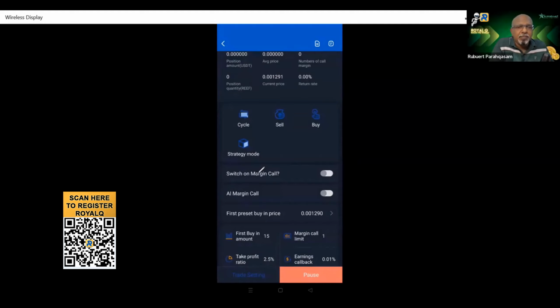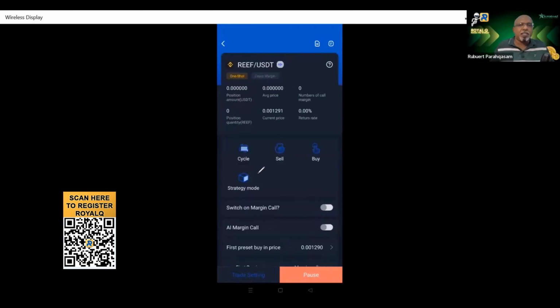Right? Yes. All right. Now, has it bought yet? This is the current price, which is 0.001290. We will buy once it comes to 0.00, a little bit more. Just a little bit more.